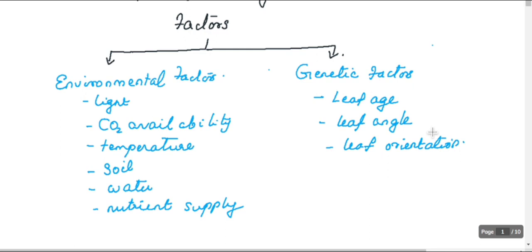Usually plants carry out photosynthesis in the kitchen. Which is the kitchen? The leaf. So, the leaf factors are mostly involved in this, like the age of the leaf, the angle at which the leaf is placed on the stem or the node, then leaf orientation, all these are important factors. Now, let us discuss one by one.